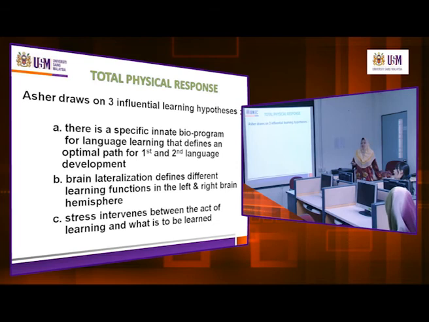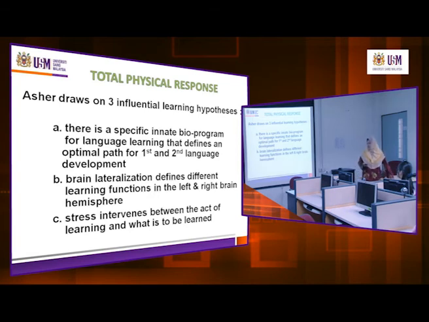Asher draws on three influential hypotheses. This is how he got the total physical response method. The first is there is a specific innate bioprogram. Bioprogram means something that happens in our mind for language learning. In every one of us, there is an innate bioprogram that defines an optimal path for first and second language development, meaning that everybody is capable of learning a second or a third or a fourth language. In ourselves there is an innate bioprogram that we cannot actually see, but it's there.